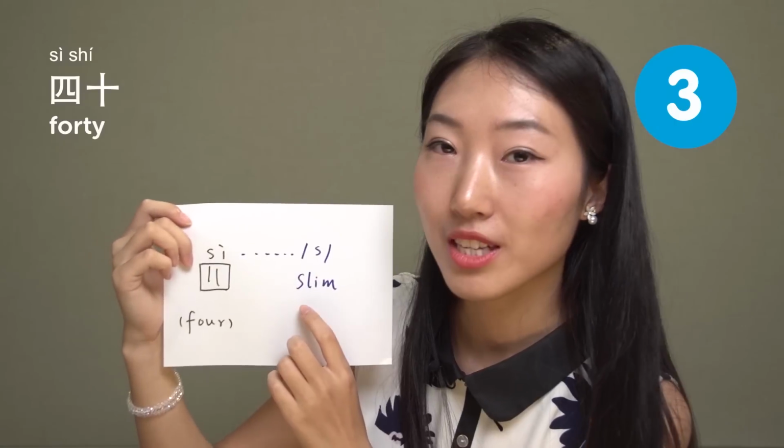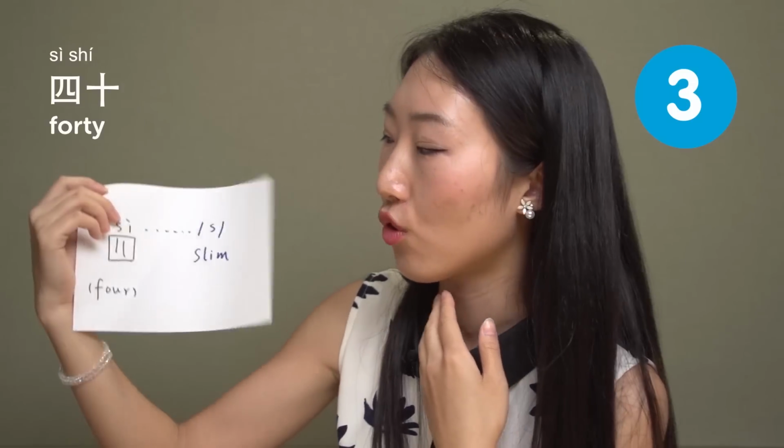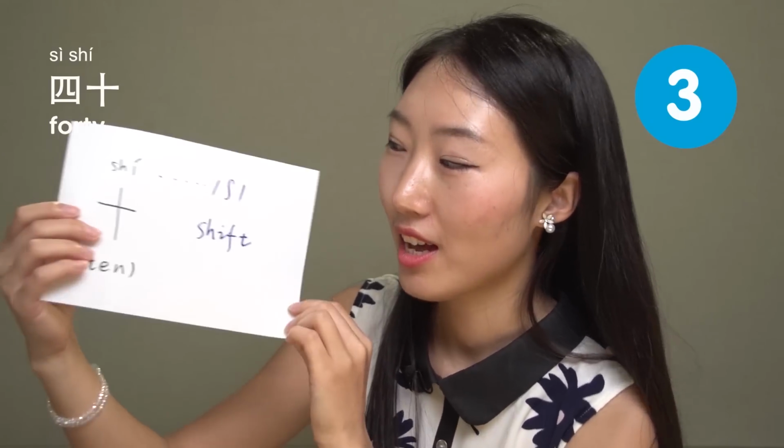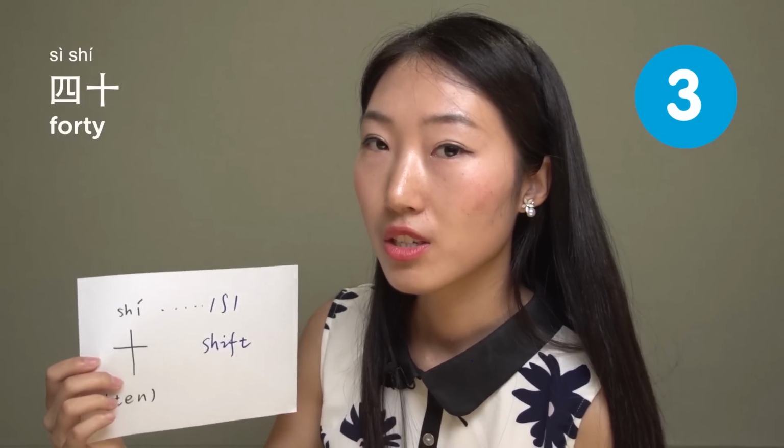You just imagine the word "slim." This one doesn't have the vibration here, but for the other one you have the vibration. You can touch here and make sure that the vibration is correct. And for the next one you just imagine the word "shift." You add some vibration here.